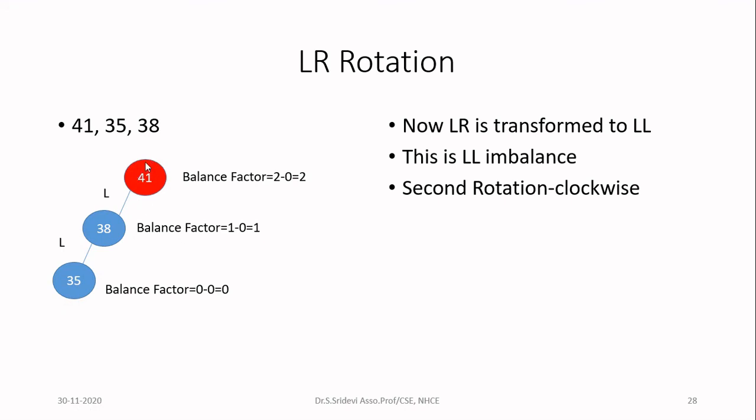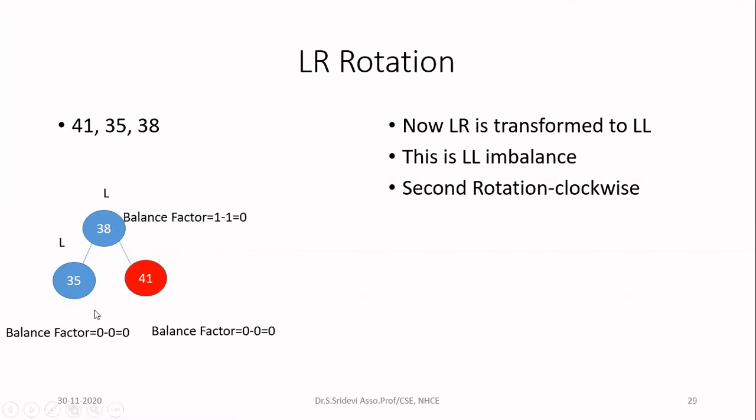So now think that there is a nail in 41 and the thread is here. You are going to pull the thread down in the clockwise direction. So when you pull the thread down, 41 will come to the right part, 38 will come to the position of 41 and 35 will come to the position of 35. So your tree will be transformed like this. Now calculate the balance factor of all the nodes. All are having the balance factor as 0. So that means the tree is now balanced.